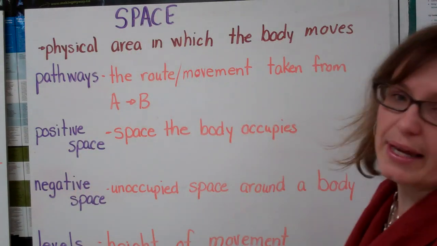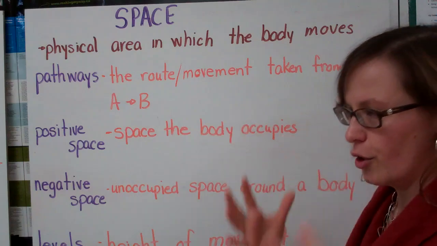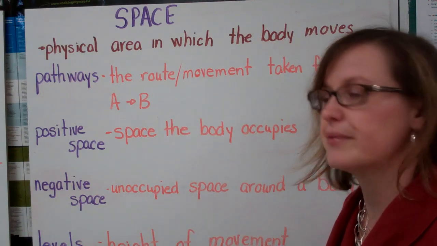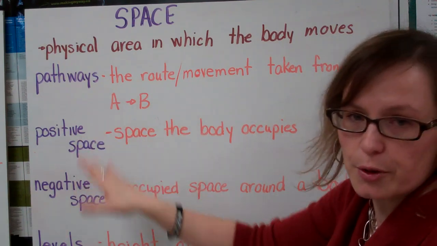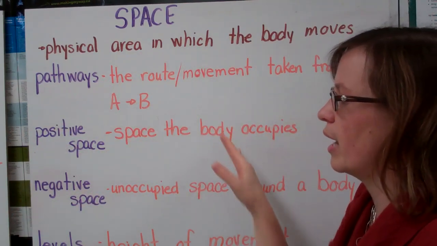The next element is space. It's the physical area in which the body moves. So you imagine the dancer and the area surrounding the dancer. And here are some terms to deal with space. Pathways. The route or movement taken from point A to point B.